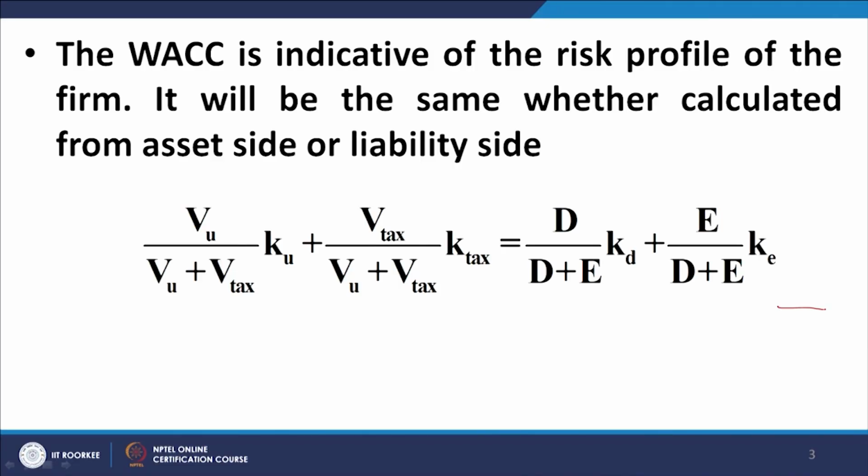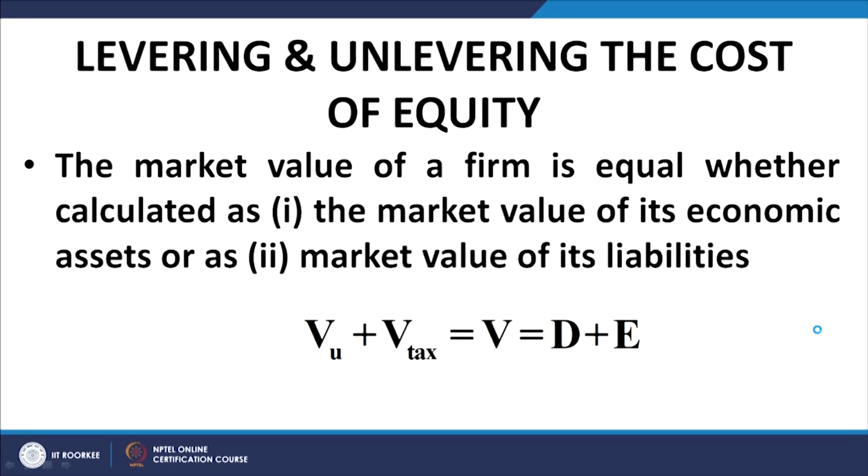Now, the second proposition is that the weighted average cost of capital is indicative of the risk profile of the firm. It will be the same whether calculated from the asset side or the liability side. I repeat, the pre-tax weighted average cost of capital is indicative of the risk profile of the firm. It will be the same whether calculated from the asset side or the liability side. This gives us this equation, let us call it equation 2, and let us call this equation 1.